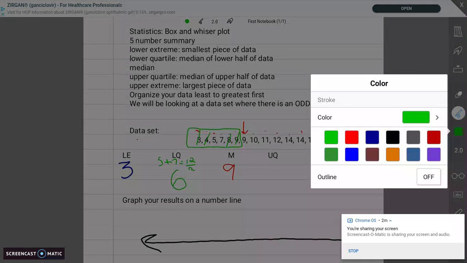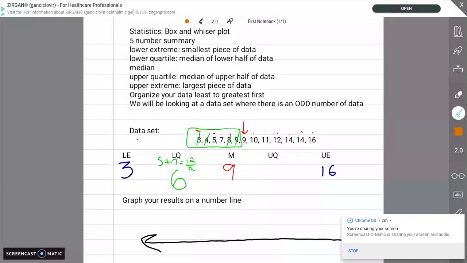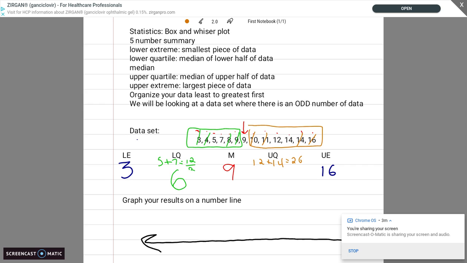Let's find the upper quartile. Let's switch to orange today. So my upper quartile is going to be right here in this orange box. And let's start crossing things out. And we are going to have to find the mean again of 12 and 14 this time. So 12 plus 14, that's going to give me 26. And if I divide that by 2, my upper quartile is going to be 13.